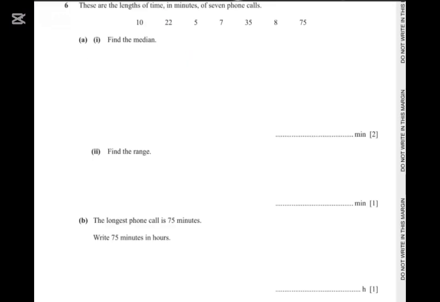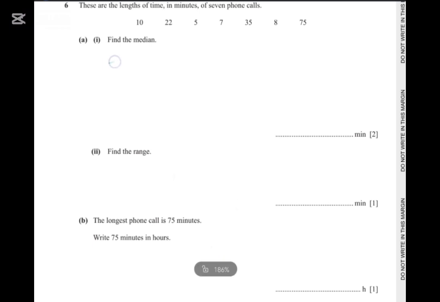Question number 6. These are the lengths of time in minutes of 7 phone calls: 10, 22, 5, 7, 35, 8, 75. Question A.1. Find the median. We need to find the median for this given data. For median, we always need to arrange the numbers in ascending order.